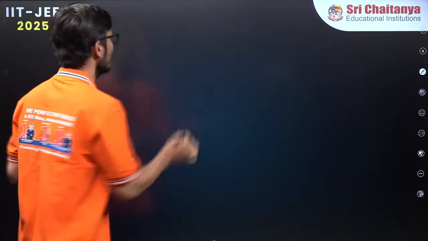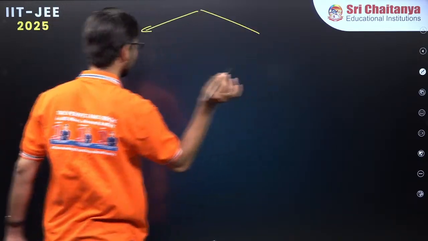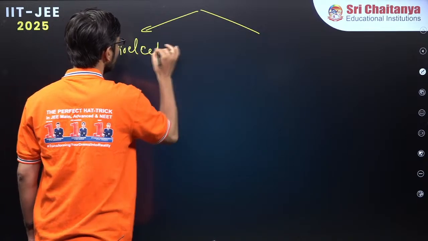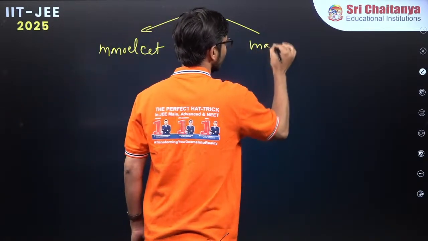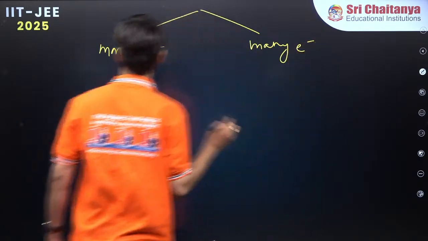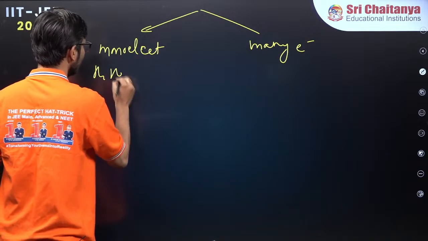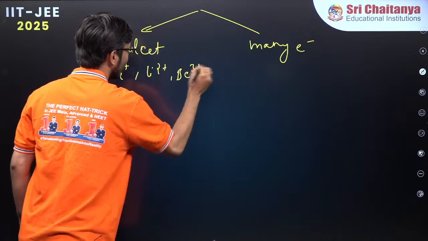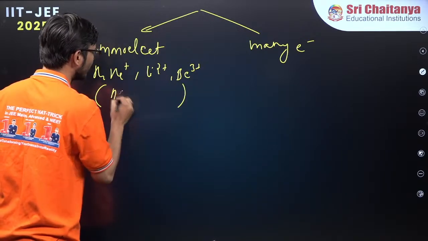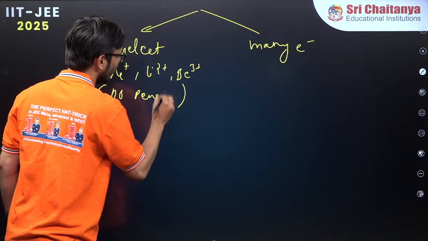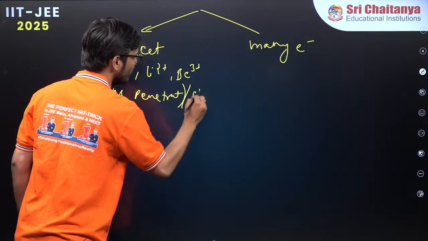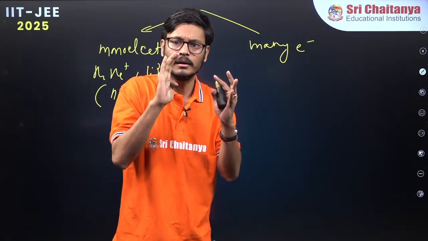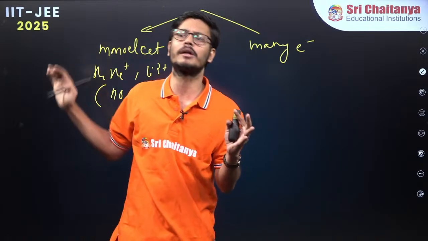Let me come like this. So there are 2 kinds of systems. Listen carefully: monoelectronic system and many electron system. Single electron systems are hydrogen, helium+, lithium 2+, beryllium 3+. Now in these, there is no penetration or shielding. That means nobody is going to penetrate, and if penetration will not happen, shielding will not happen.